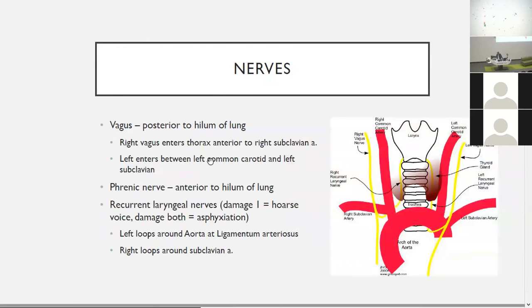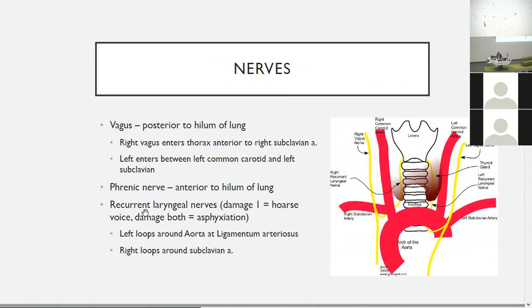And then, some of the important nerves in the thoracic wall. So you have your vagus nerves, both of them run posterior to the hilum of the lung, whereas your phrenic nerves run anterior to the hilum of the lung. They like asking questions about, say, somebody damages a nerve that runs anterior to the hilum of the lung, what are you going to see? And they give you options for both. So it's important to know that.